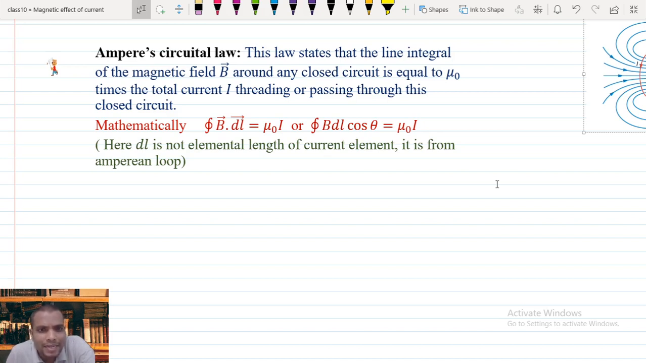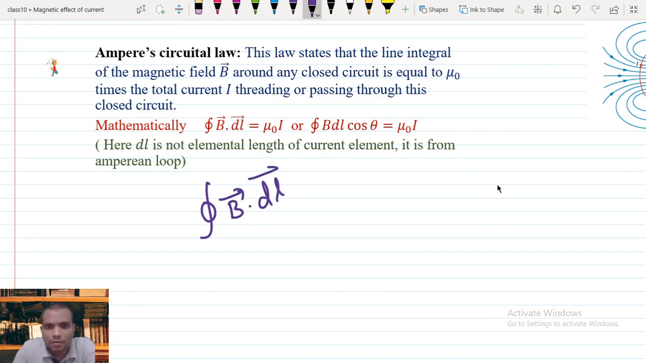Here B bar is the magnetic field vector and dl is the elemental length vector. So the dot product of the two vectors gives B dl cos theta, which is equal to mu naught I. So here I need this formula: the closed integral B bar dot dl bar is equal to mu naught I. So let us try to see what this says.